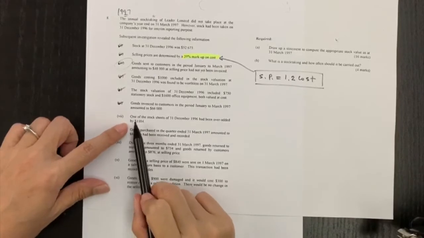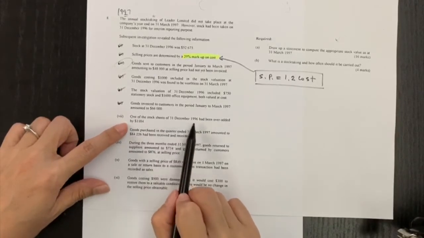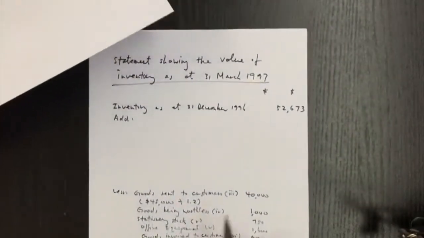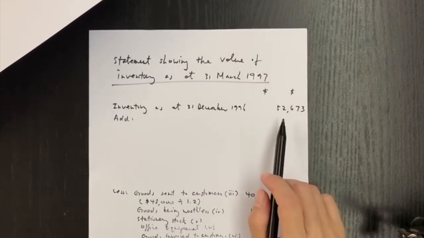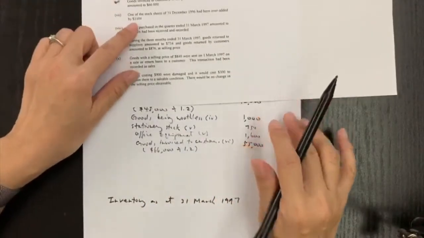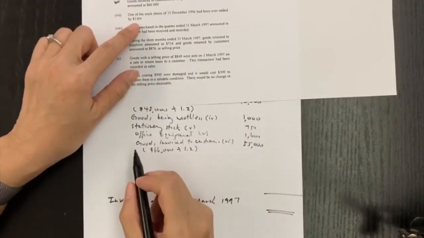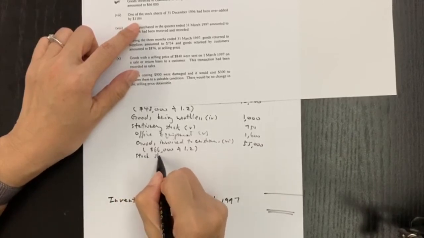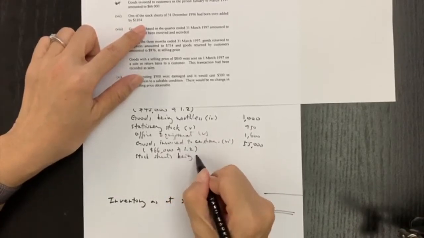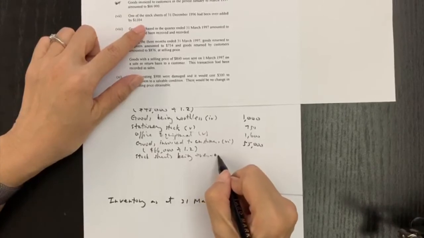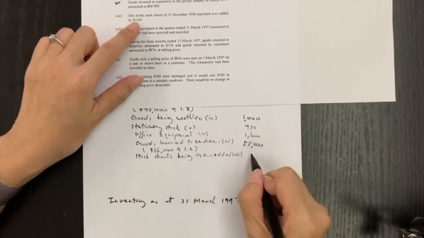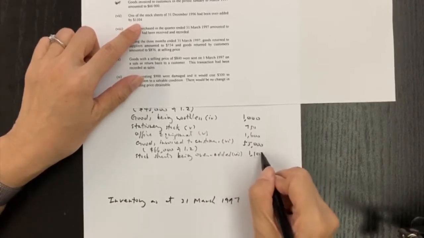Okay, so point number 7. One of the stock sheets of 31st December 1996 had been over-added by 1,104. That means the figure included here is over-added, which is too large. To adjust it, we need to minus because it is too large. So here I put this stock sheet, or inventory sheet if you like, being over-added, which is point 7. Since it is already at cost, I just put 1,104.